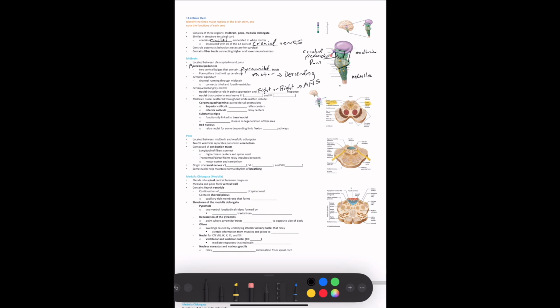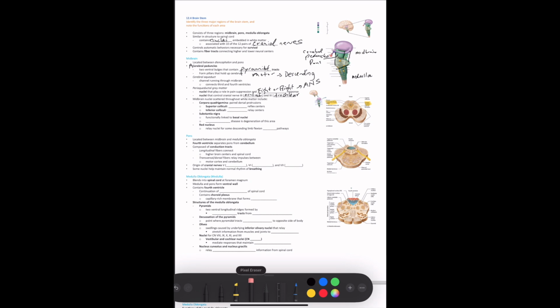You also have nuclei that are going to control these different cranial nerves, which include cranial nerve 3 and cranial nerve 4. Cranial nerve 3 is the oculomotor nerve, and then cranial nerve 4 is the trochlear nerve. Both of these cranial nerves are going to be associated with movement of the eyes. And we'll see that nuclei are found throughout the brainstem. These two are the ones found for the midbrain.